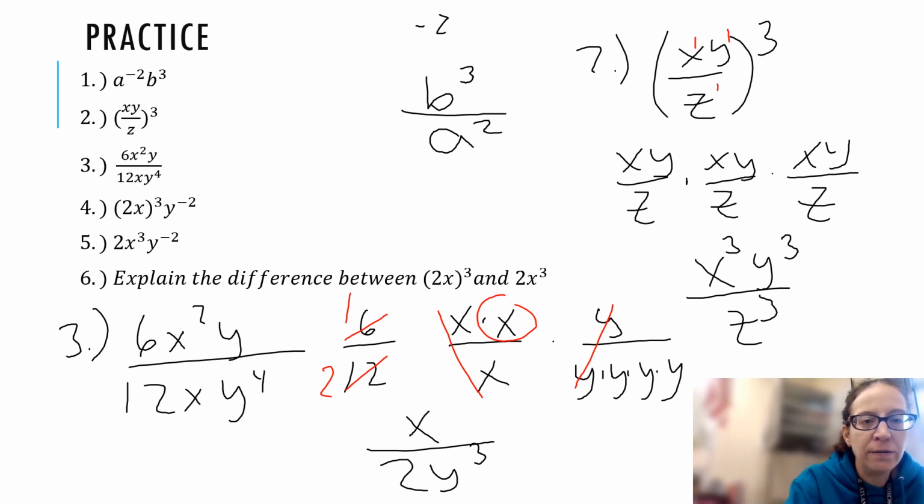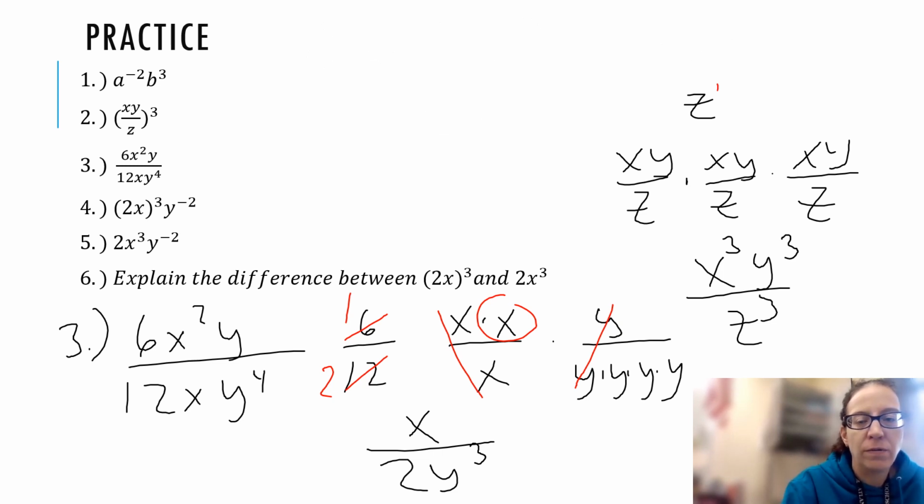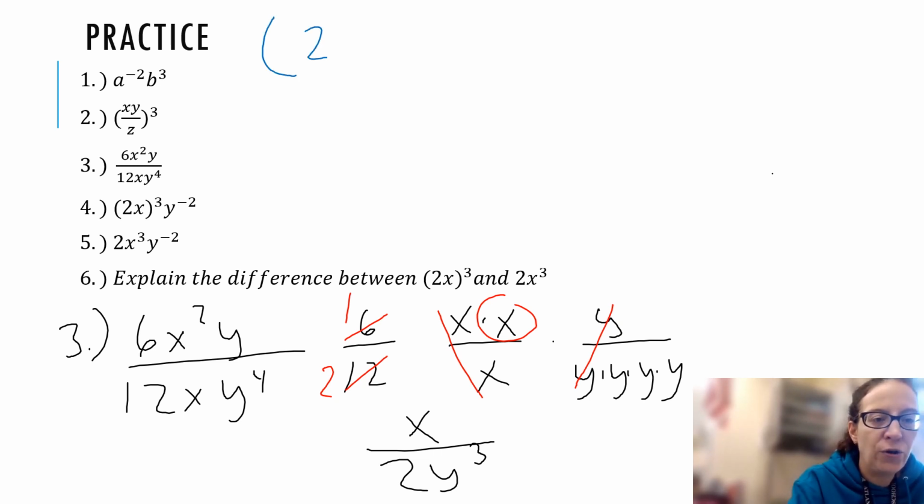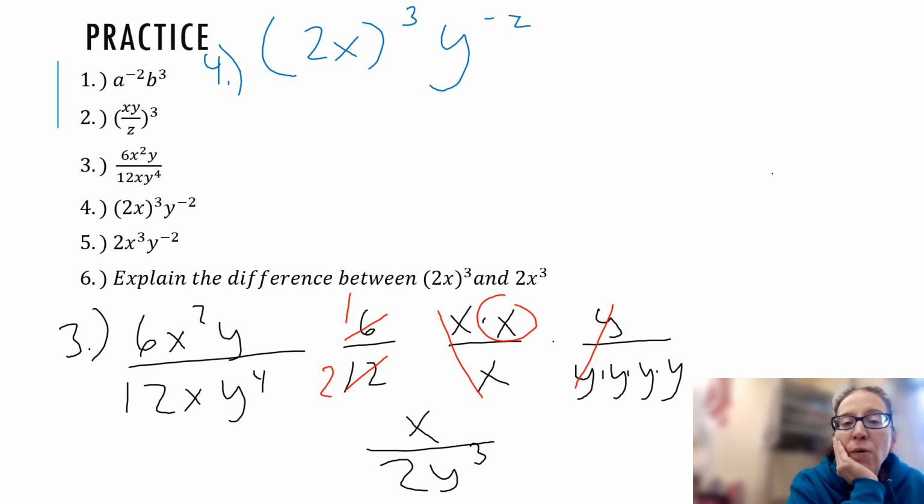All right. Next one. Kind of get rid of those first 2 problems. You can rewind the video if you needed that. We have for number 4, 2x all to the third, y to the -2. So do note that that -2 only goes with the y. It does not go with the 2 or the x. Now, the exponent of 3 goes with both the 2 and the x because they are in parentheses, and it is the parentheses that are being cubed.